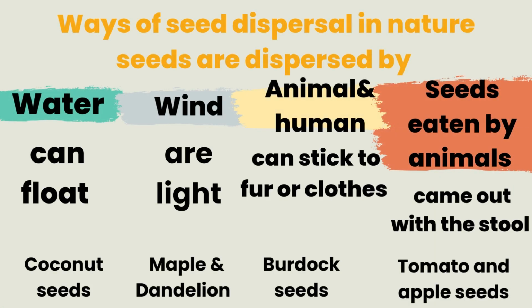Now we can summarize the ways of seed dispersal in nature. Seeds can be dispersed by water if the seeds can float, like the coconut seeds. If the seeds are light, they can be dispersed by wind, like maple seeds and dandelion seeds. If the seeds have spines, they can stick to the fur or clothes, like the burdock seeds. And if the seeds are eaten by animals, like tomatoes or apples, they can come out with the stool.